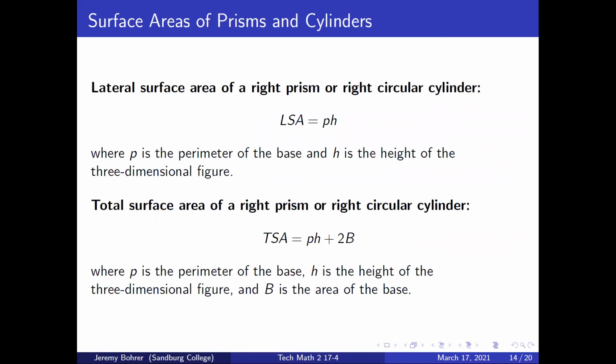The lateral surface area of a right prism or right circular cylinder is LSA equals PH, where P is the perimeter of the base and H is the height of the three-dimensional figure. The total surface area of a right prism or right circular cylinder is TSA equals PH plus 2B, where P is the perimeter of the base, H is the height of the three-dimensional figure, and B is the area of the base.